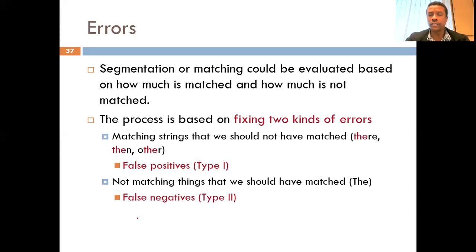And whenever you want to fix an error in your program, you have to focus on these two types of errors. The first one, we call it false positive. What does false positive mean? It means your program assumes that it is a correct response, but actually it is not. Okay? Your program might say, this is correct.